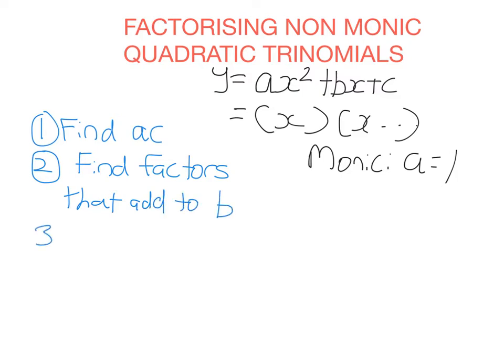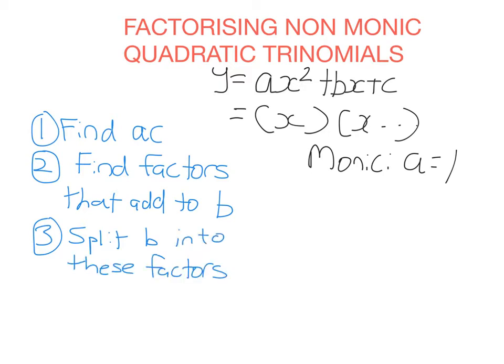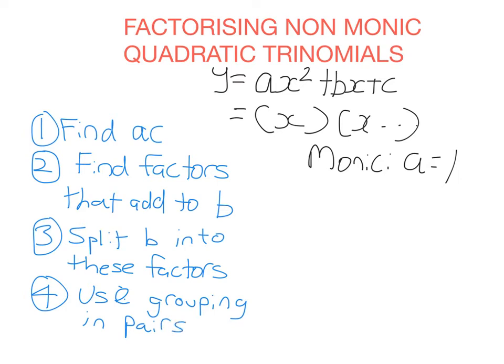So then the third step after we've done that is we split b into these factors. And then finally, you're going to end up factorising using grouping in pairs. So that was the method that I went through a couple of lessons ago. If you want to watch that video first to refresh your memory, by all means do it. Remember, it's when you have 4 terms, you factorise the first 2 separately and then the last 2 separately. All right, we better do an example so this actually makes sense.